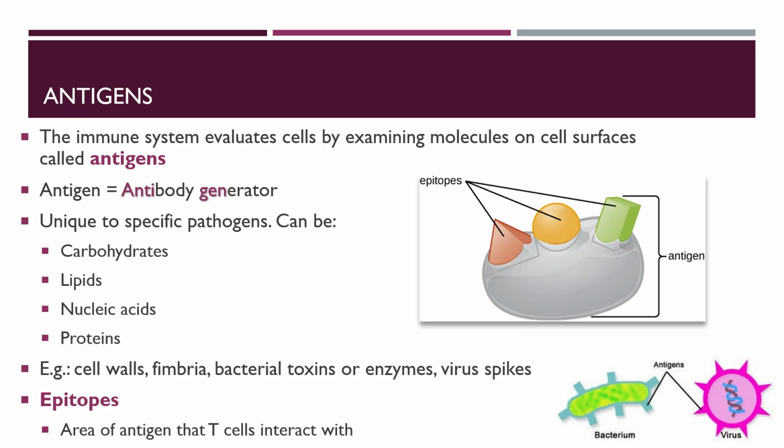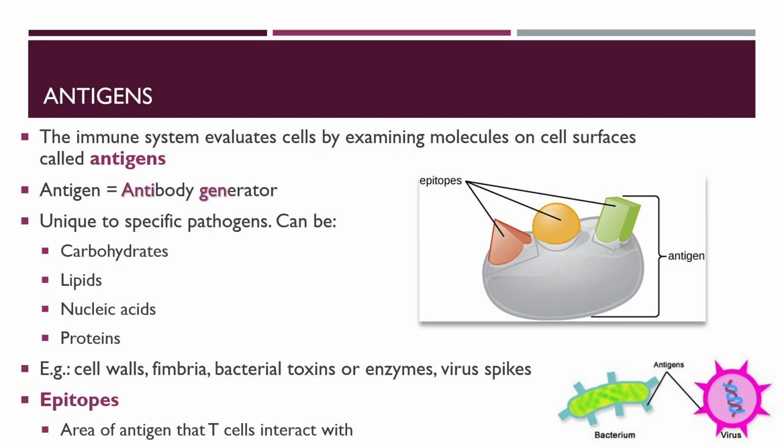Antigens. The immune system evaluates cells by examining molecules on their cell surface that are called antigens. So an antigen stands for antibody generator. These are unique to specific pathogens, and they can be carbohydrates, lipids, nucleic acids, or proteins. Some examples include the cell walls of fimbria, the bacterial toxins, enzyme, virus spikes.